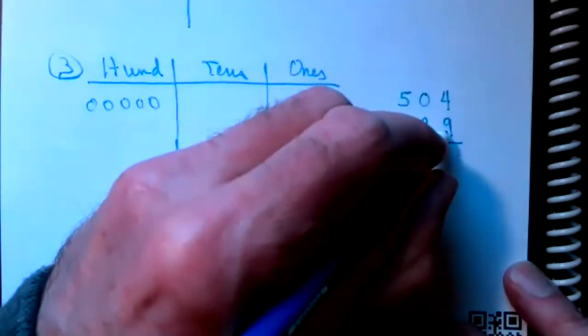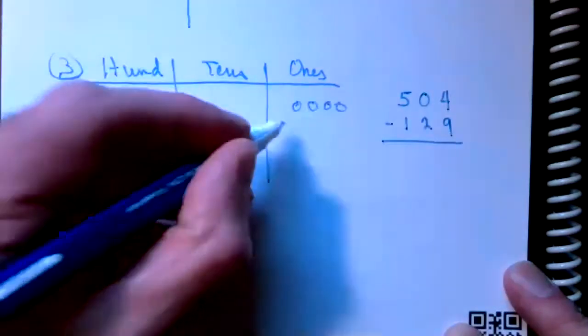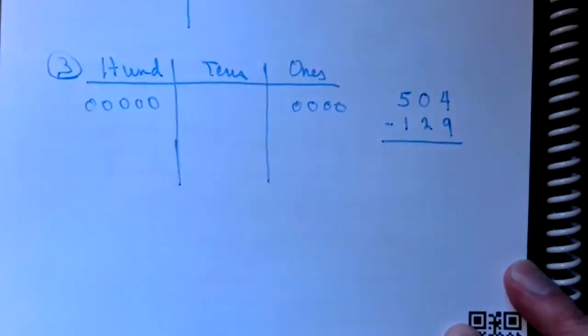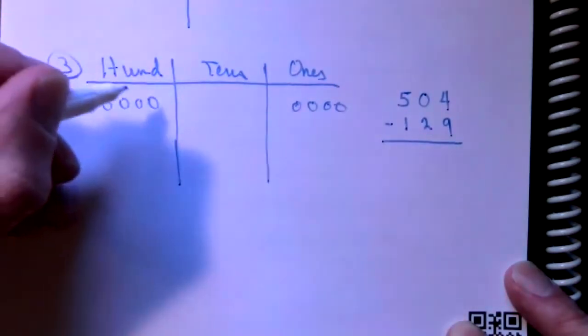Okay, now I'm looking at this. I've got 4 chips. I'm supposed to take away 9. Can't do it. I go here. I don't have anything to break up. So what do I do? Bring 10 tens from the hundreds place.